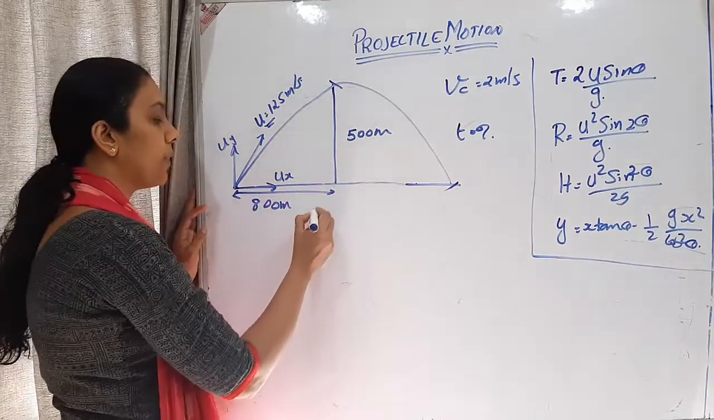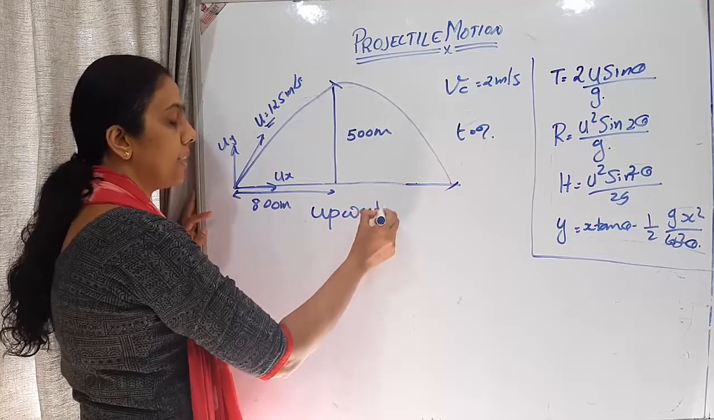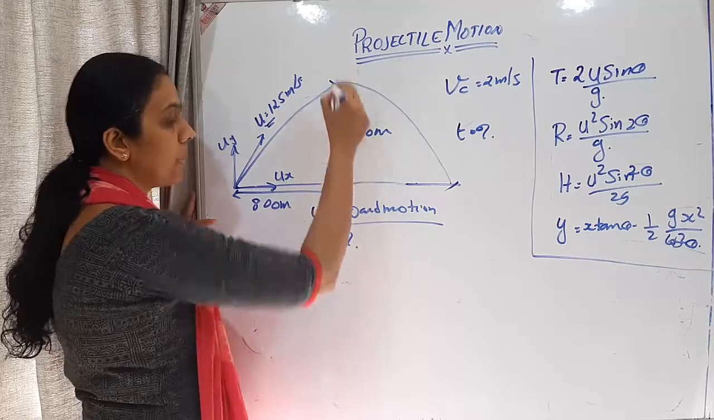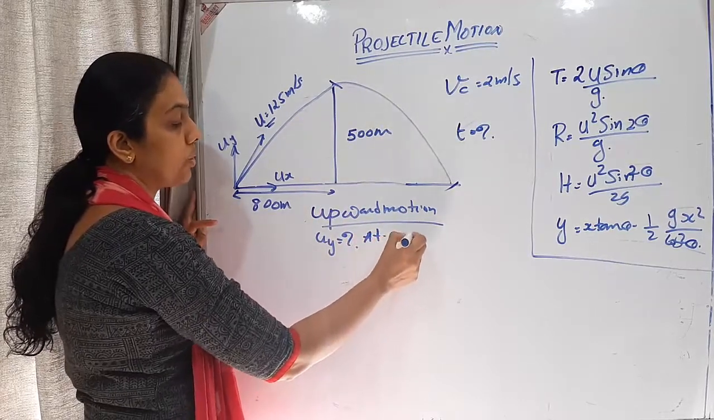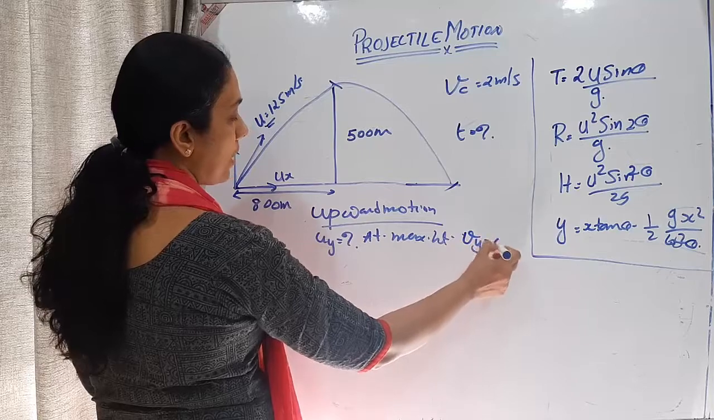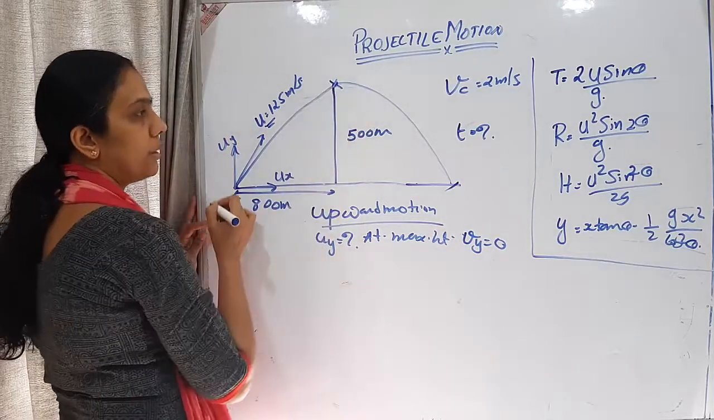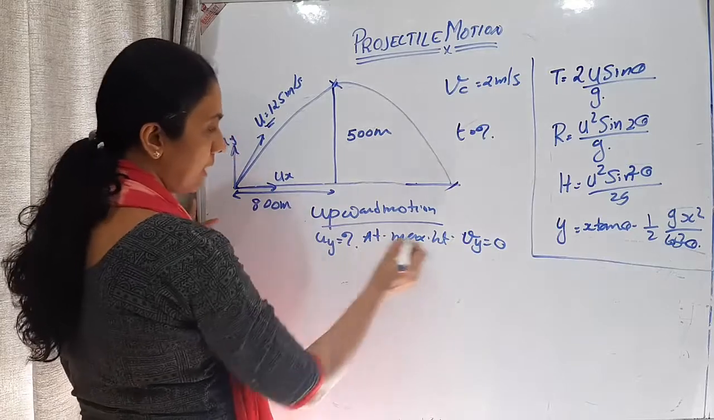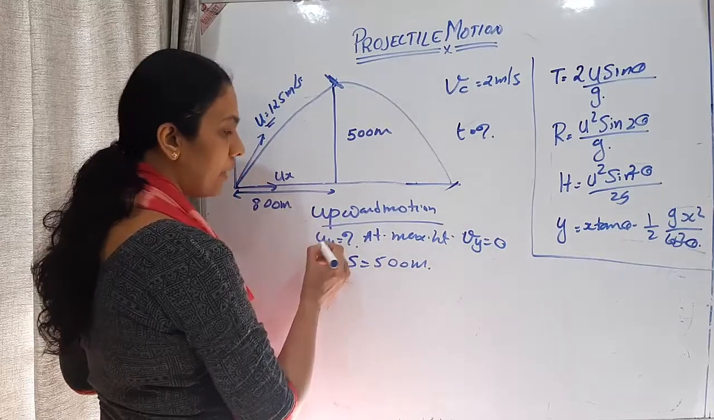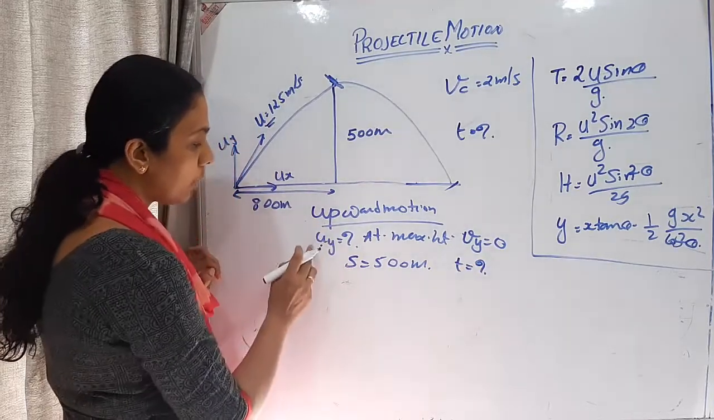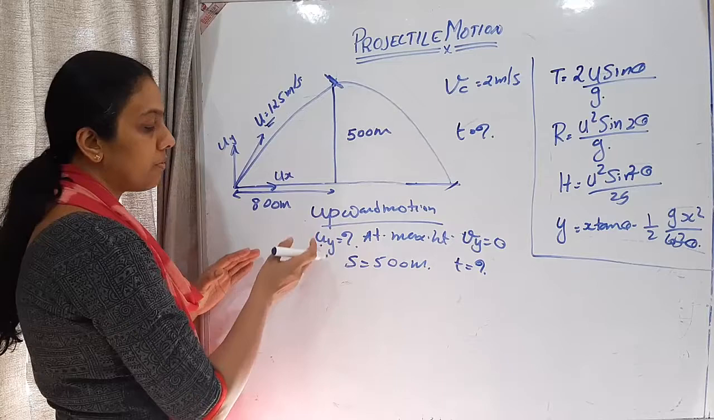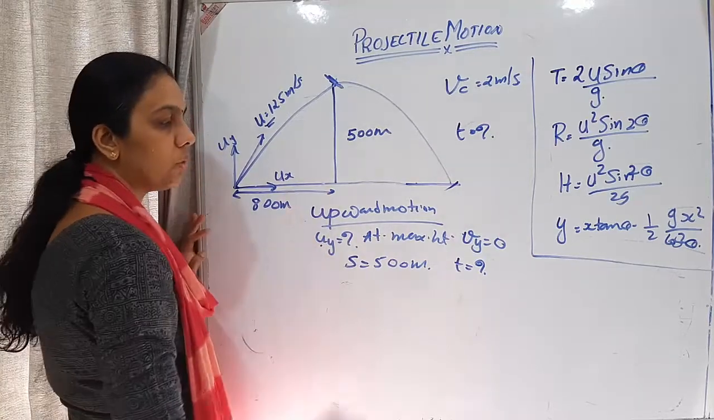So when we are considering the upward motion, we know that the initial velocity we don't know, and the final velocity at maximum height. When it reaches the maximum height, the final y velocity will be equal to 0. Right? And the distance covered is 500 meter. Here we don't know the uy value, and the time also we don't know. So including uy, s and vy, if we have any formula, then we can first find the value of uy and then go for the time.